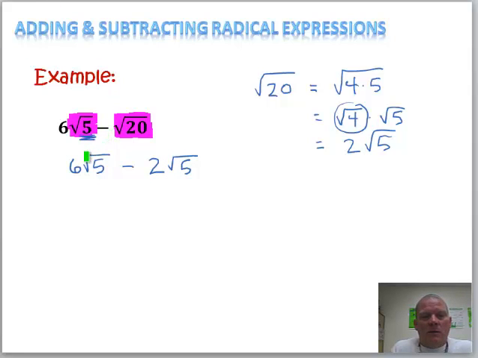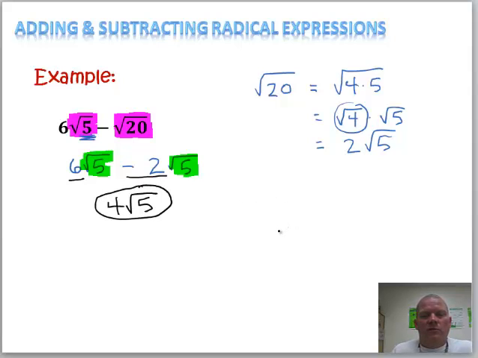So 2 times the square root of 5 is the same thing as the square root of 20. Now I notice I have the square root of 5 and the square root of 5. So what I can do now is I can subtract these because they're like terms. So I'm going to bring down my square root of 5. I'm going to do 6 minus 2 is 4. And there's my answer. A simplified version is 4 times the square root of 5.